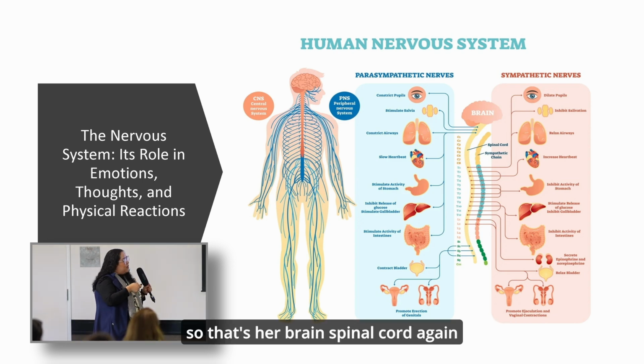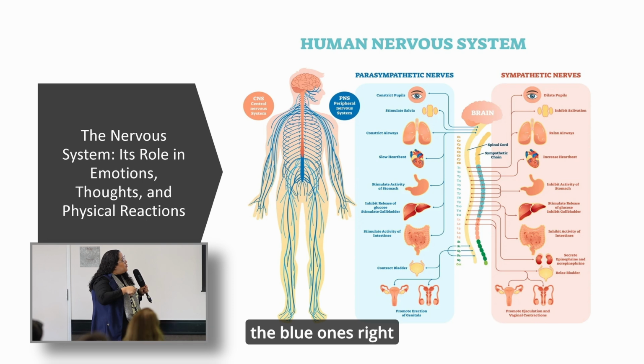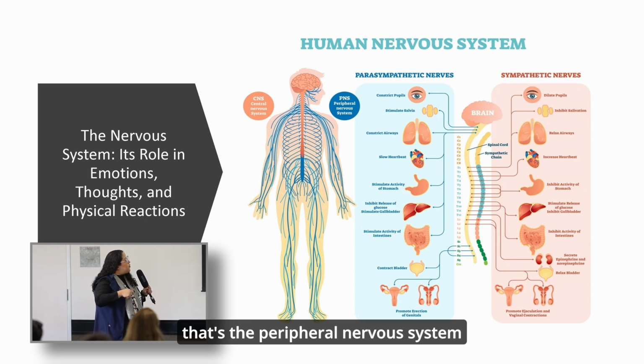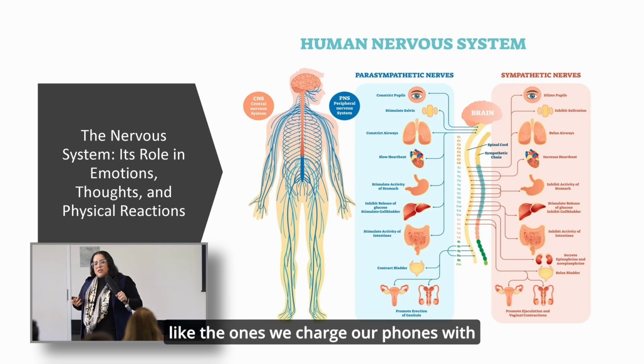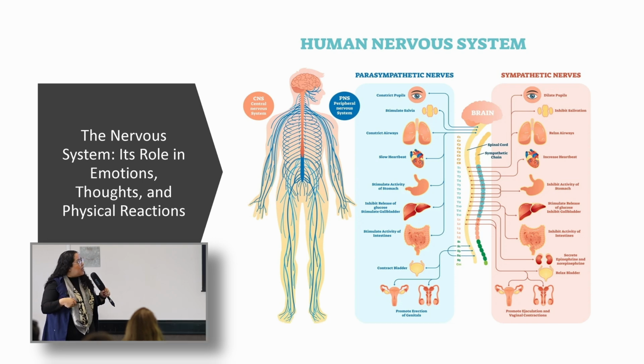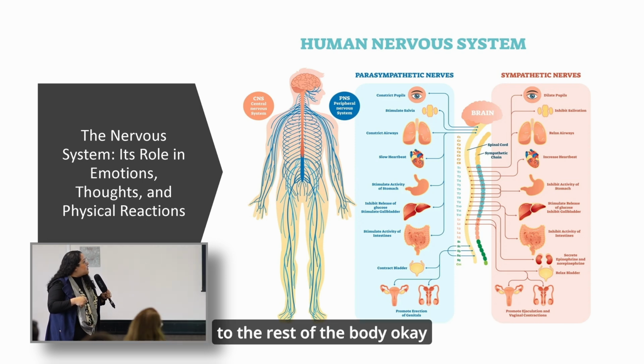So that's our brain, spinal cord. Again, this is all the central nervous system. And then the blue ones, that's the peripheral nervous system. And I think of those as cables, like electrical cables, like the ones we charge our phones with. And those send the electrical impulses from the electrical plant to the rest of the body.